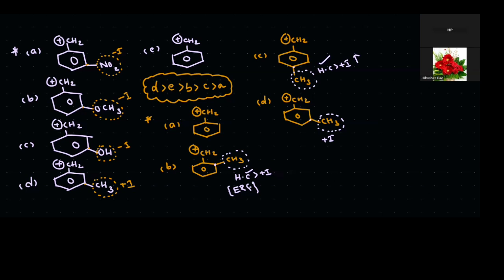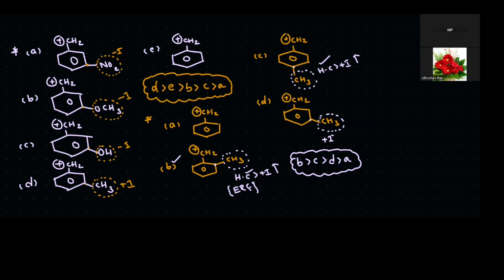So, which one is very near? The ortho position group in compound B. In B, it is very near, so it increases the stability effectively. So, among the four given compounds, B is more stable than C. After that, D is more stable than A. So this is the stability order of benzyl carbocations if alkyl groups are attached to the benzyl carbocation. So this is the stability of the given compounds. Next, we will discuss another example.